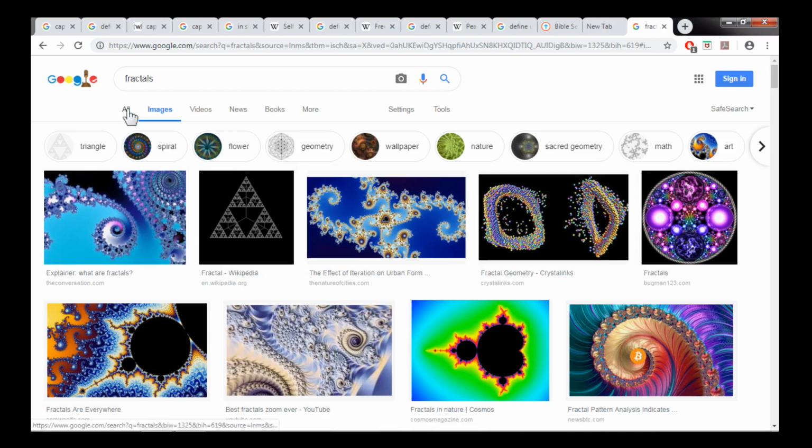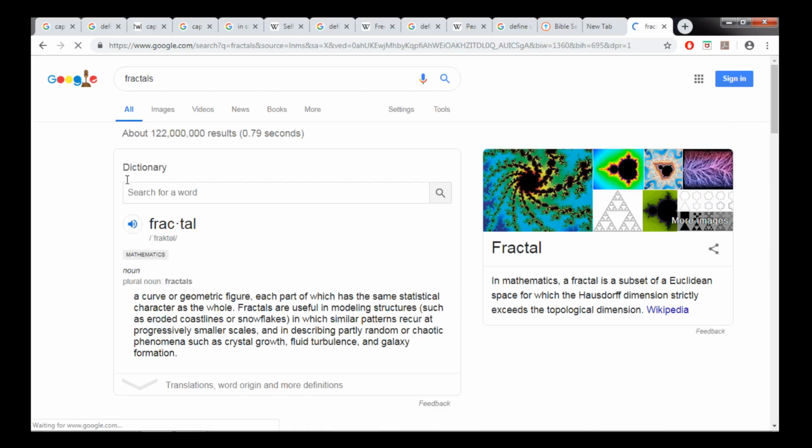Because truly, see, you type it in, bash: mathematics, a curve or geometric figure, each part of which has the same statistical character as the whole. Right? And you'll say, oh, yes, fractals. It's like you think, oh, it's just like space. As above, so below, right? This and that. Whoa!